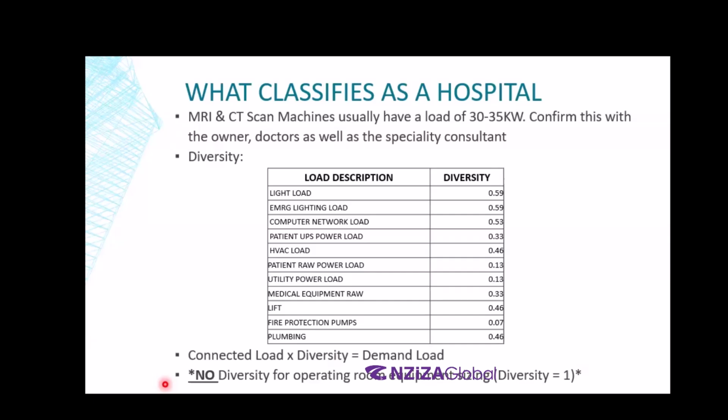Even if the operating room is expected to run 1 day of a month, you have to have 100% as the diversity. You cannot go below what is connected. What is connected is what your UPS will be sized for. All right? Make sense?